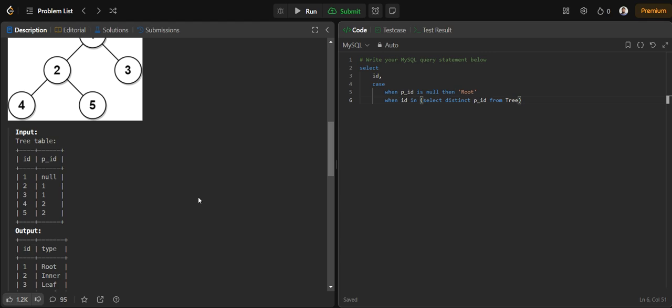So I am going to select all the distinct PID from the tree and compare it with the ID column. If the ID is the same as a PID in the tree table, then I will say it is inner. Else, that will be a leaf. If these two conditions are not met, then this will be a leaf and that's your type. And I am done. This is the whole query from the tree table.